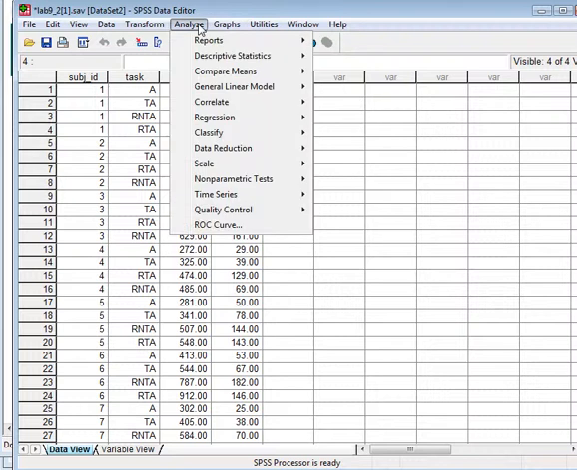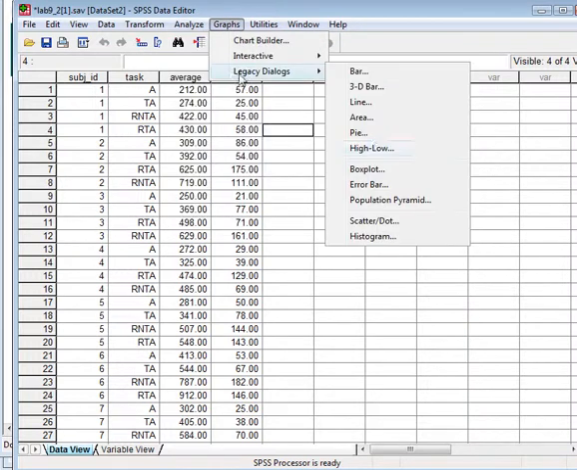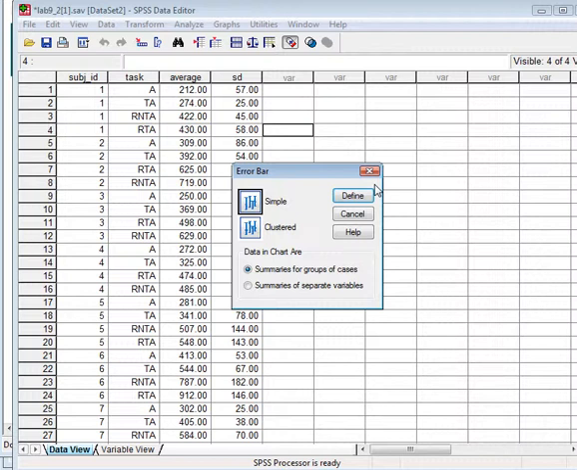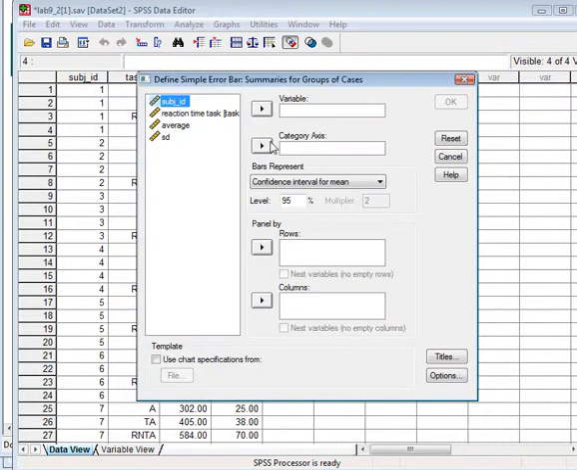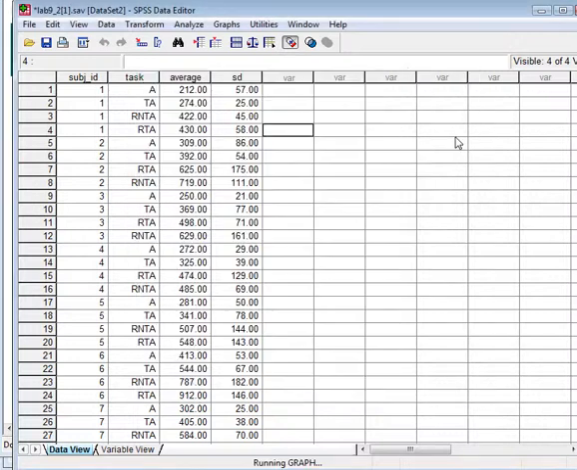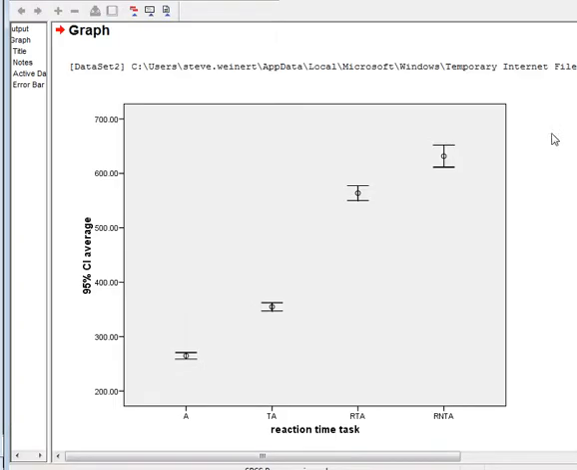Also, when you make your graph, your error bar graph, you're going to make simple summaries of groups of cases. In this case, we have categories. The reaction time task is a category, and the average reaction time is our variable. And then we see the same graph. We could actually make exactly the same graph on the within subjects by selecting groups of cases. So here's my reaction time task.